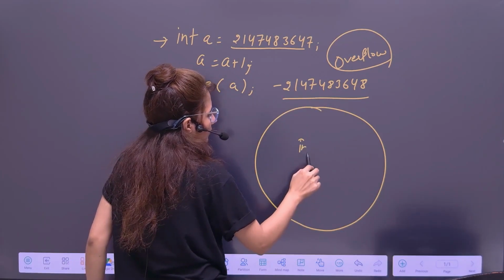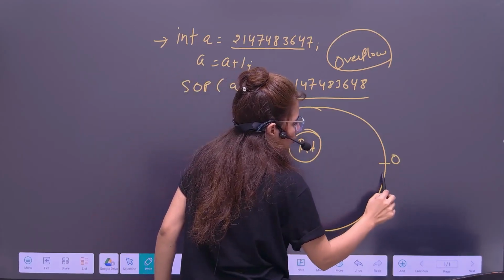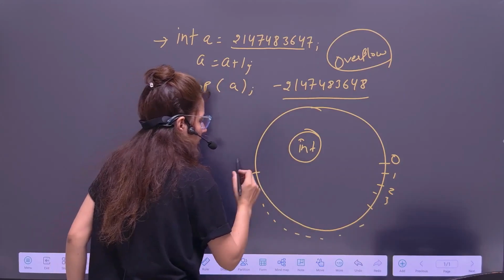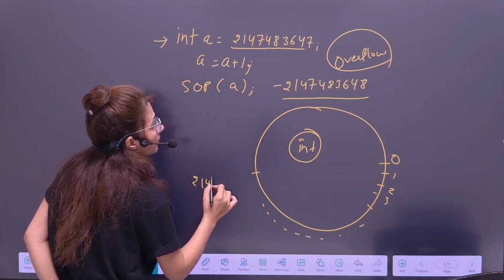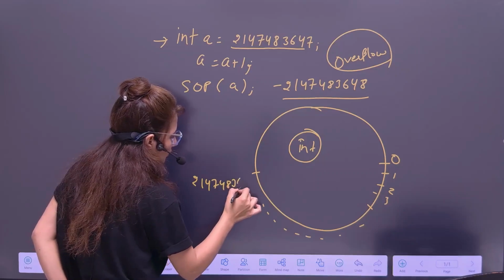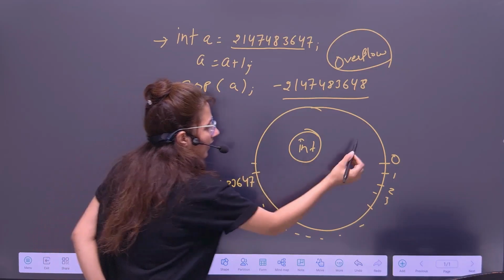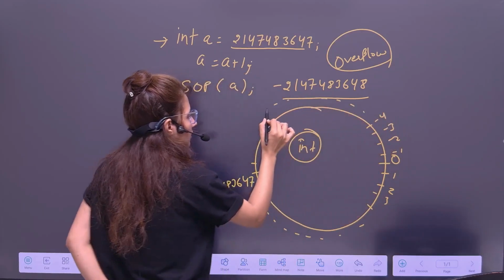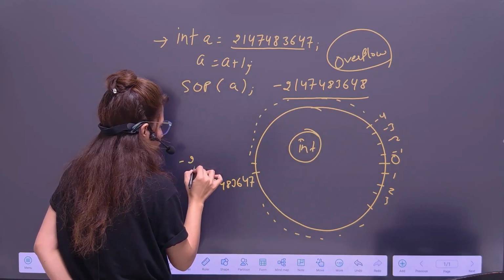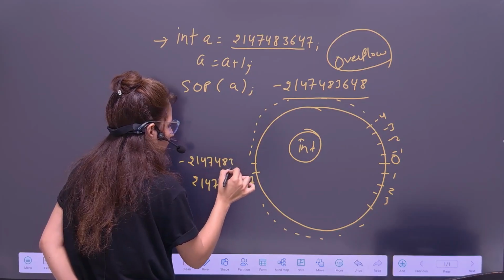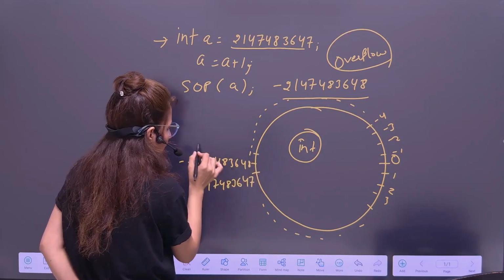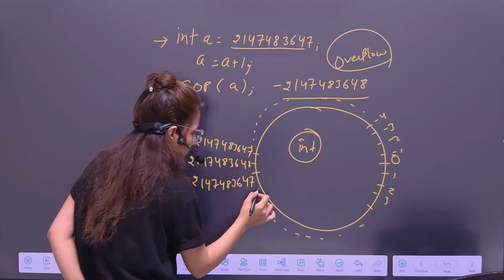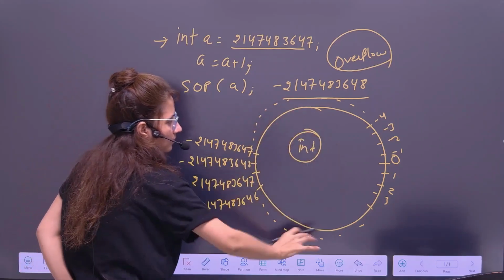This is int, and here we have 0, 1, 2, 3, something like this. The positive maximum value for int is 2147483647. And like this, minus 1, minus 2, minus 3, anticlockwise, minus 4. The negative number is minus 2147483648, and here we have minus 2147483647, something like this.